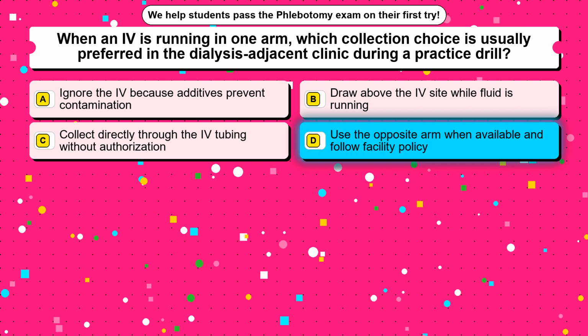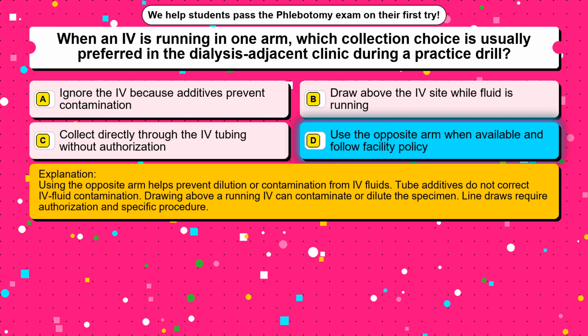The correct answer is option D. Use the opposite arm when available and follow facility policy. Using the opposite arm helps prevent dilution or contamination from IV fluids. Tube additives do not correct IV fluid contamination. Drawing above a running IV can contaminate or dilute the specimen. Line draws require authorization and specific procedure.